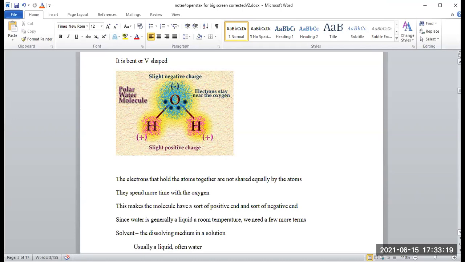Because it makes a water molecule polar. Okay, one side is kind of negative and the other side is kind of positive.